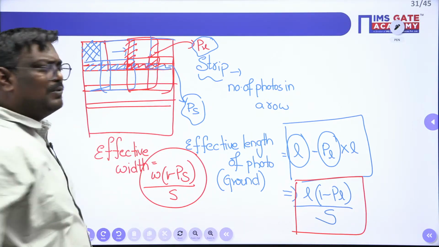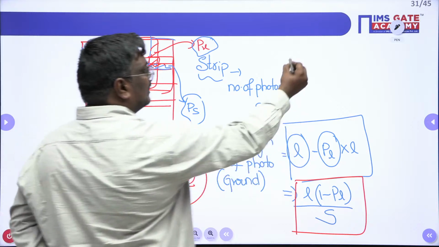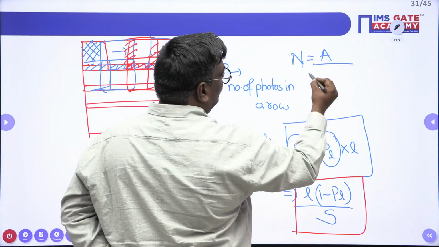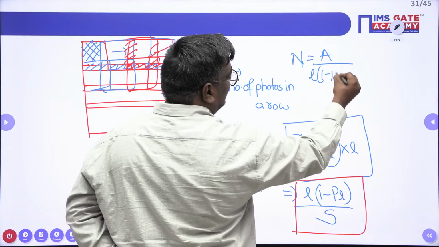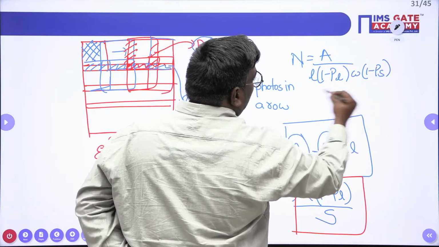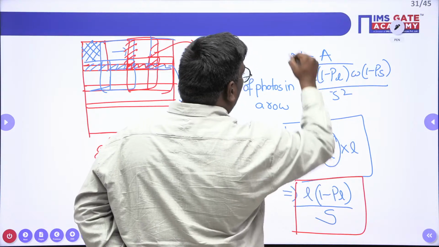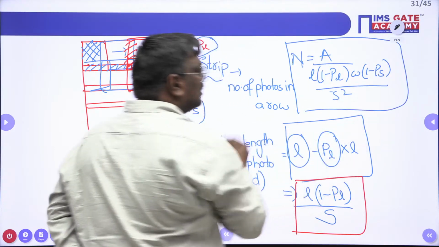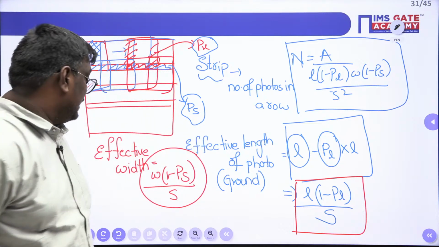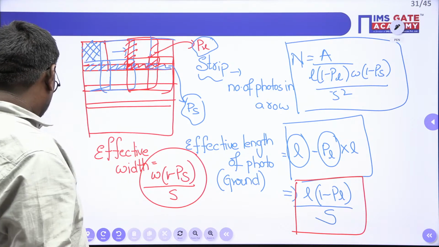So when I talk about the number of photos, you can say it is the total area upon L into 1 minus PL into W into 1 minus PS upon S square. This is the formula, and it is applicable only when the ground area is given.